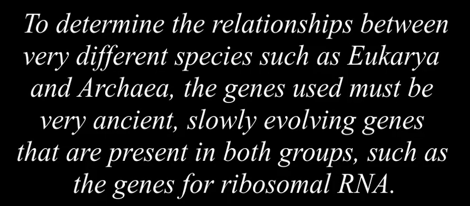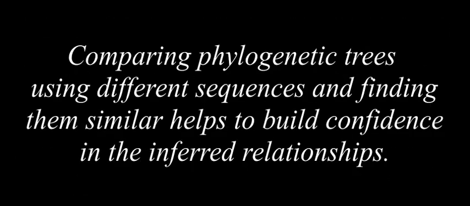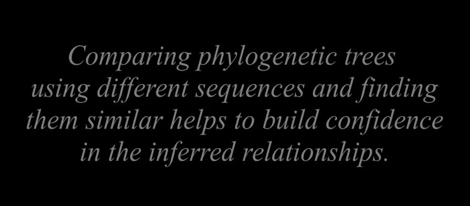To determine the relationships between very different species such as Eukarya and Archaea, the genes used must be very ancient, slowly evolving genes that are present in both groups, such as the genes for ribosomal RNA. Comparing phylogenetic trees using different sequences and finding them similar helps to build confidence in the inferred relationships.